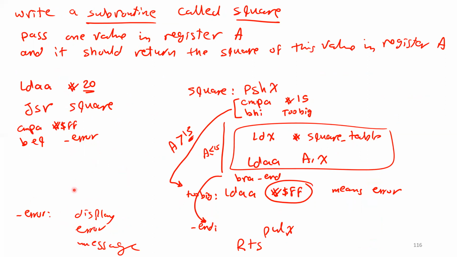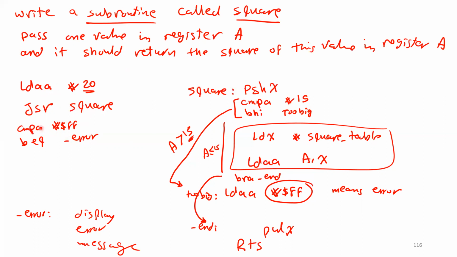Okay, this is just a simple program, guys. But in reality, maybe this number is coming from the user. For example, you ask the user for a number from 0 to 15, but the user gives you 20. In this case, you need to catch this error. So the way I'm going to do it, after I get a number from the user, I'm going to put it in register A, and then I'm going to call the subroutine.